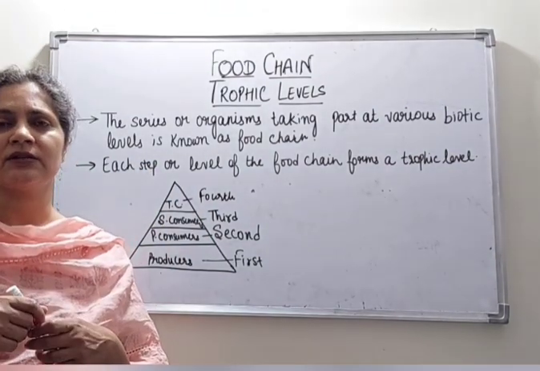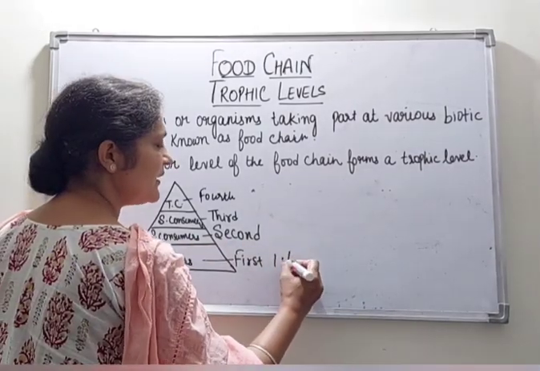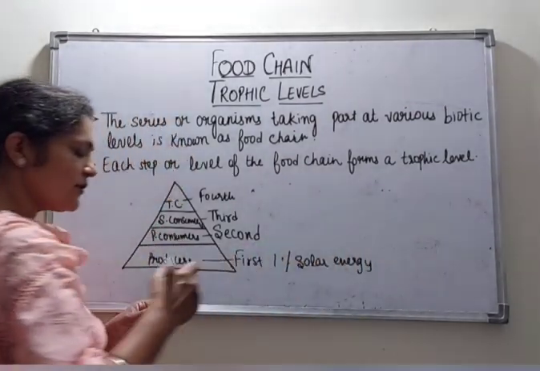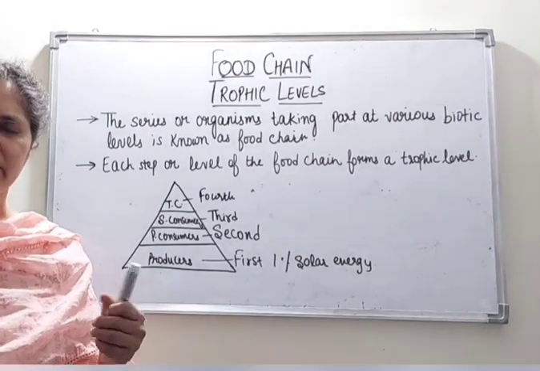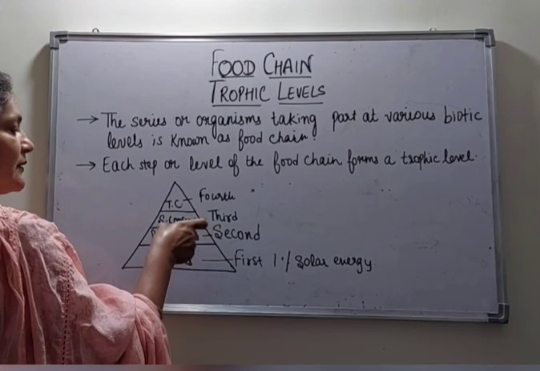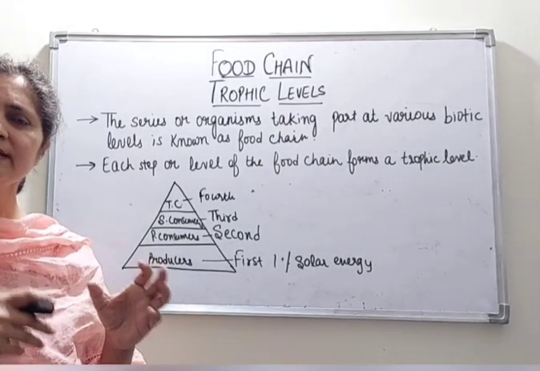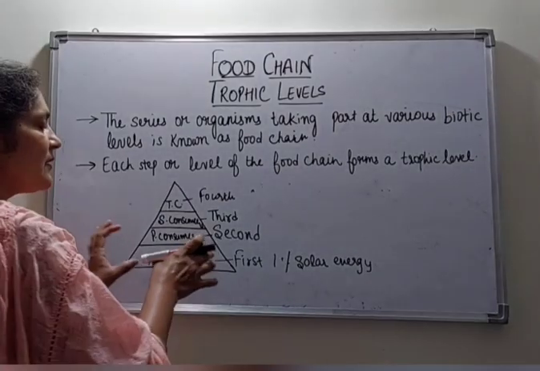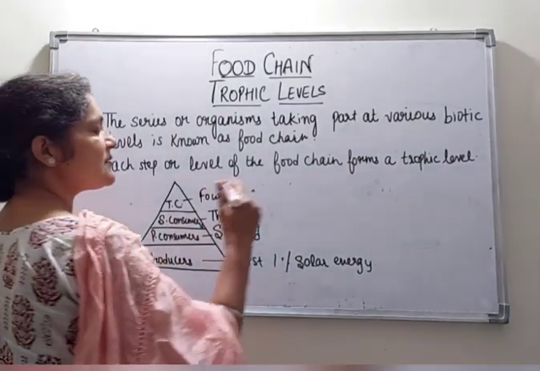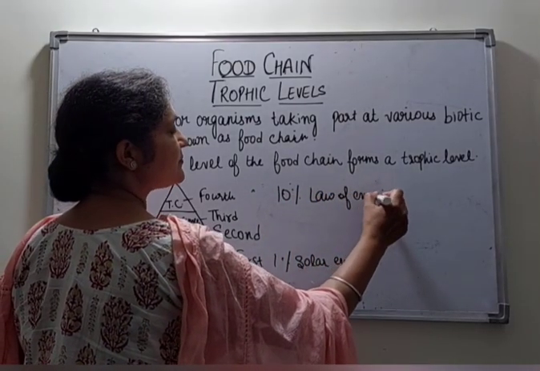Now how is this energy transferred? Green plants take only 1% of the solar energy, and the rest of the energy is diminished in the environment. Now from part of this total energy, 10% of the energy will go to the primary consumers. Students, always remember, from one trophic level, only 10% of the energy will be transferred to the next trophic level. This is also known as the 10% law of energy.